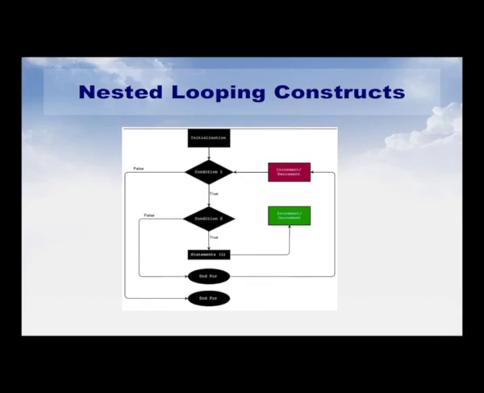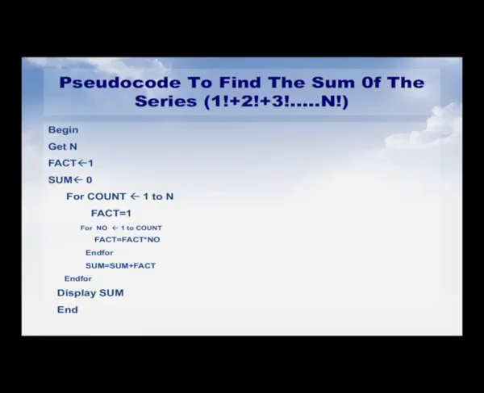Here we need to find the sum of the series 1 factorial plus 2 factorial plus 3 factorial up to n factorial. This pseudocode computes that sum. We know what 1 factorial is: 1 factorial is 1, 2 factorial is 1 into 2, that is 2, and 3 factorial is 1 into 2 into 3, that is 6, and so on.